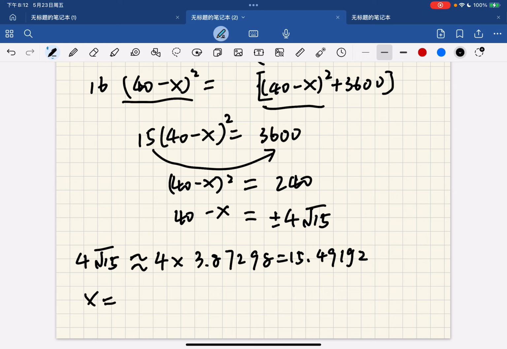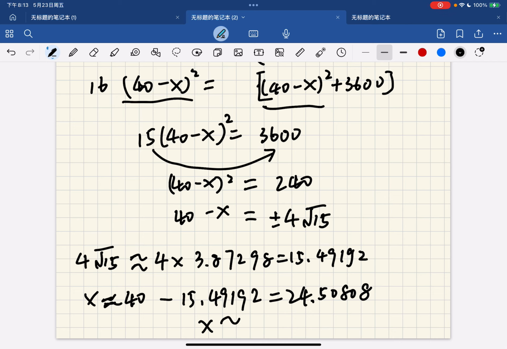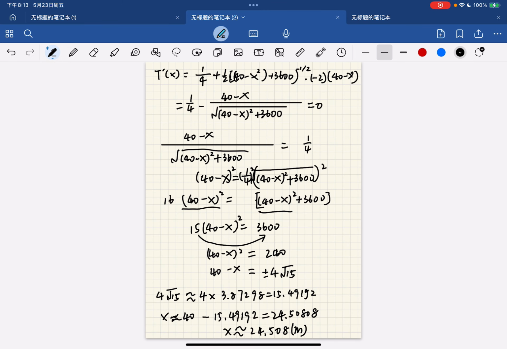And the x will equal to 40 minus the value, and the x will approximately equal to 24.508 meters. So this will be our final answer.